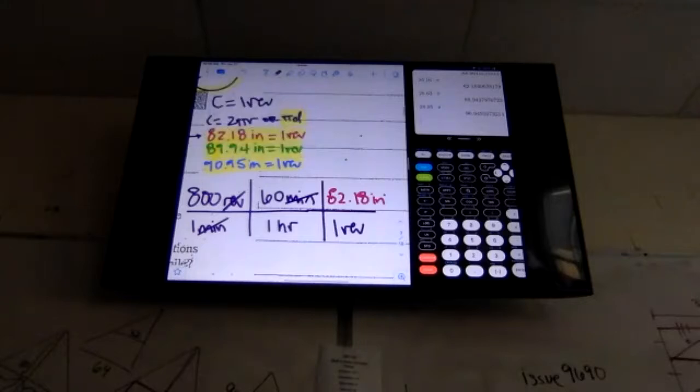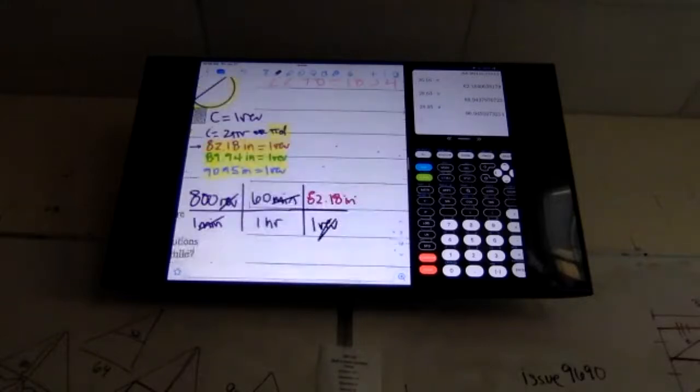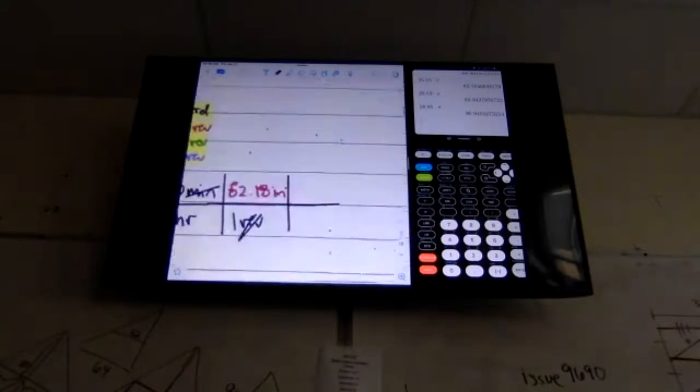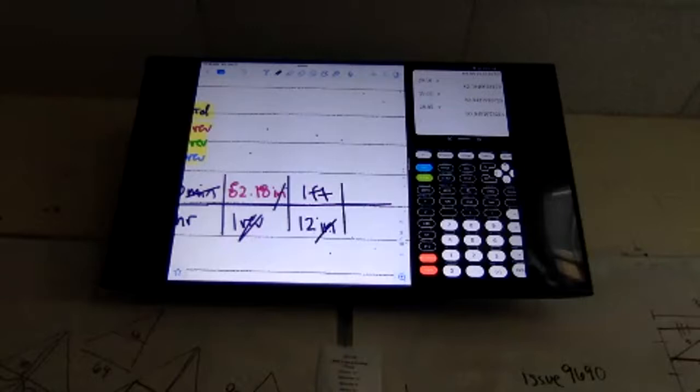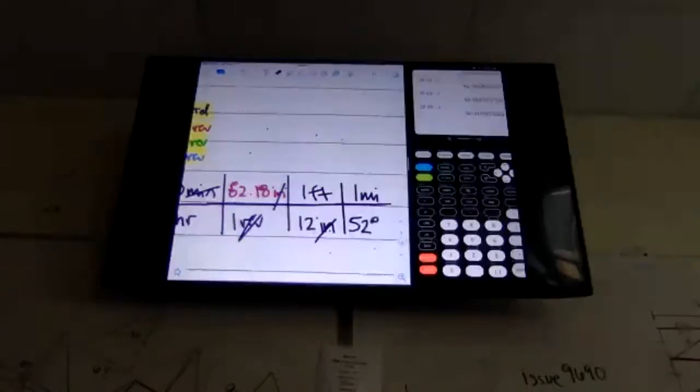All right, so my revolutions cancel, and now I need to go from inches to miles. We can do that. Can you do inches into feet? How many inches in 1 foot? Good. So my inches cancel, 1 foot. And then we need feet into miles. Do you remember how many feet are in 1 mile? I think it's 280.